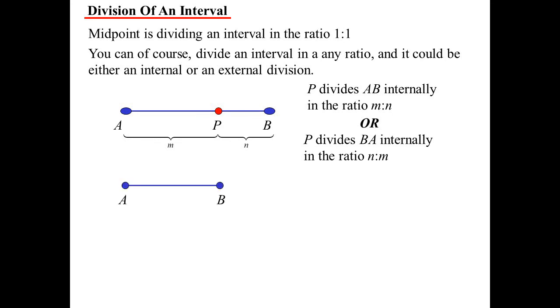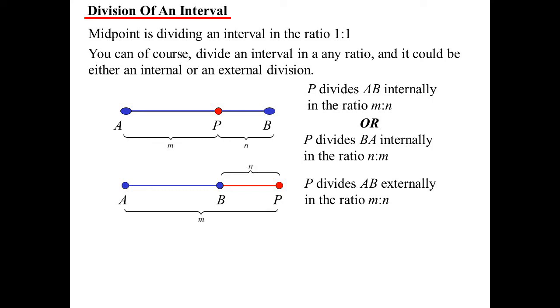What's an external ratio? You see, you could extend the interval out to the point P. We still say P divides the interval AB, but we say it divides it externally. P is on the outside. So if P was to divide AB externally, still the same idea, the distance A to P would be m parts, and the distance B to P would be n parts. It just means it's on the outside rather than on the inside.